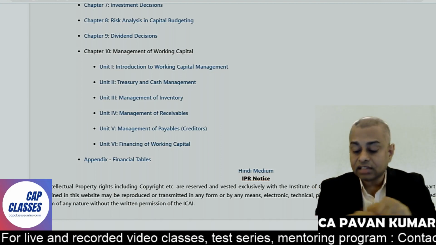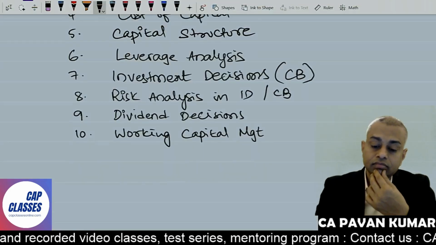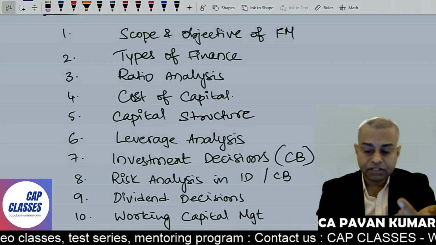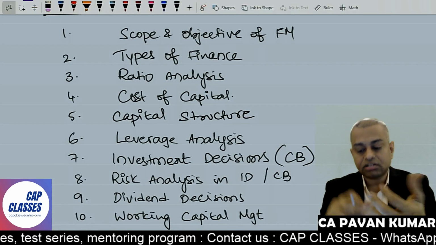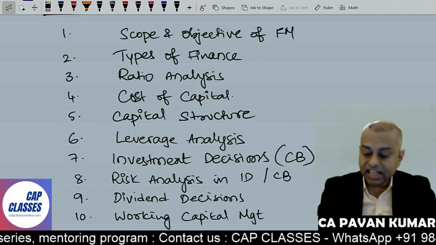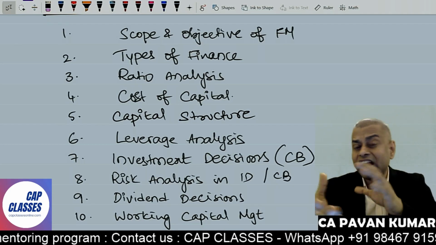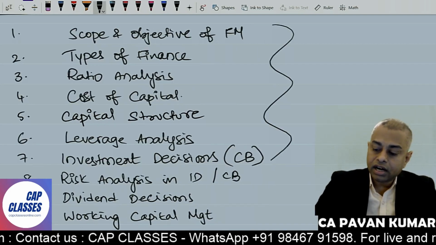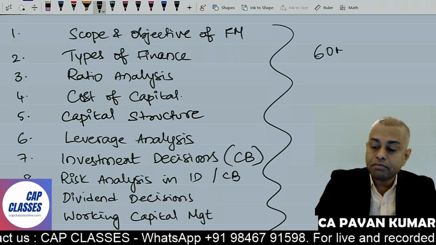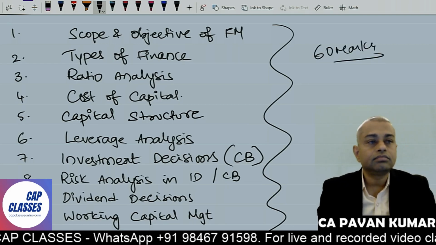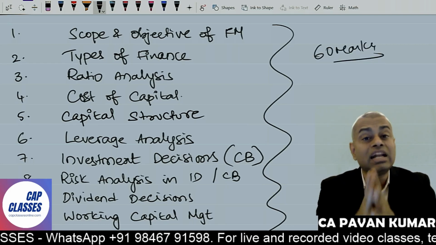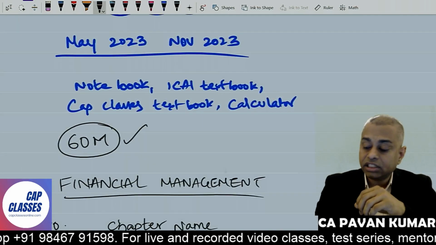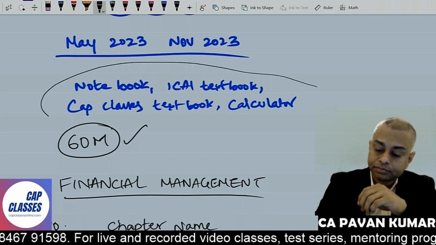So these are 10 chapters. What are they? Objective and scope of financial management, types of finance, ratio analysis, cost of capital, capital structure, leverage analysis, investment decisions, risk analysis, dividend decisions, and working capital management. All this put together is for 60 marks. This is your syllabus. And what are the prerequisites? These are the prerequisites.